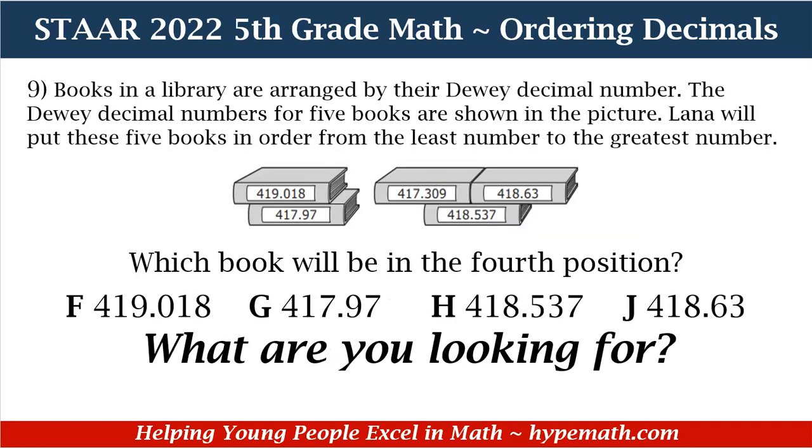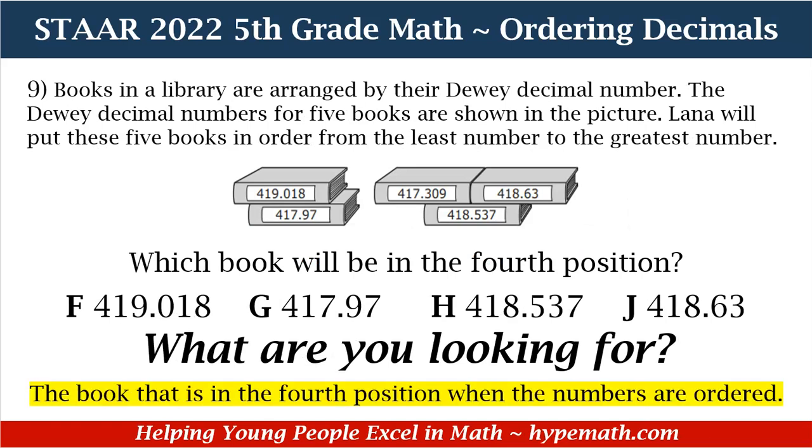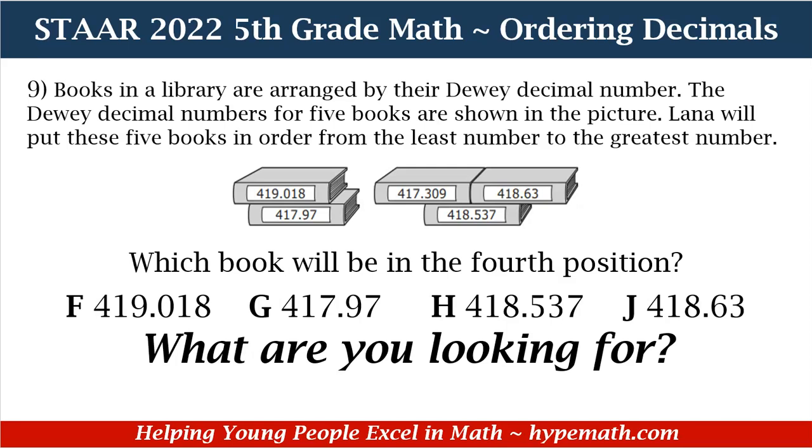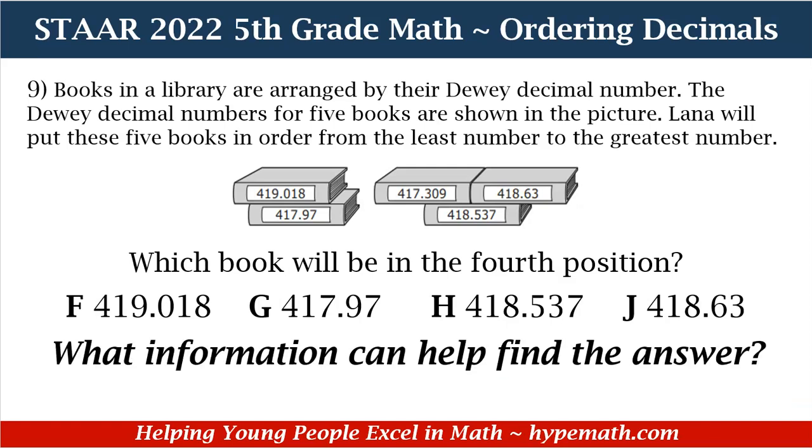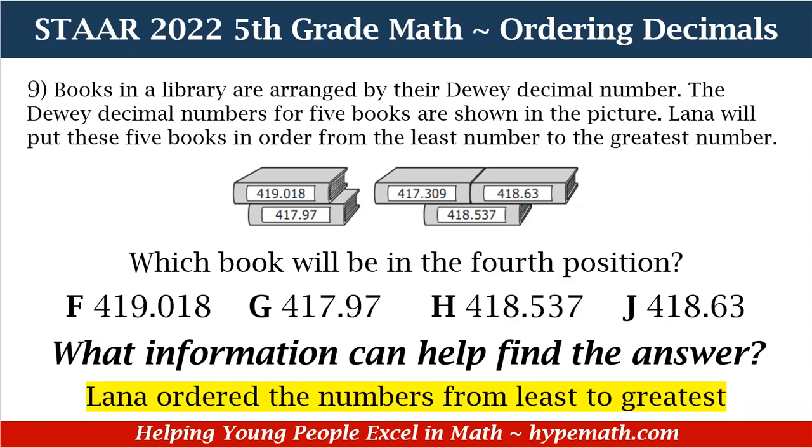So our first question, most important question we need to ask ourselves is, what are we looking for? We are looking for the book that is in the fourth position when the numbers are ordered. So our second important question is, what information can help find the answer? The information that can help find the answer is that Lena ordered the numbers from least to greatest. And again, remember we talked about it. That means the smallest number to the biggest number.